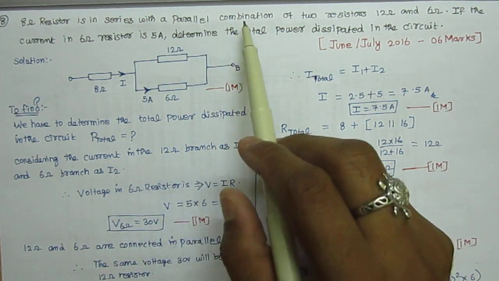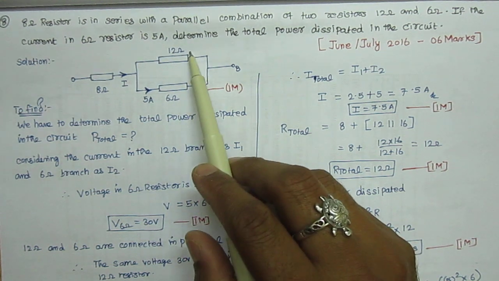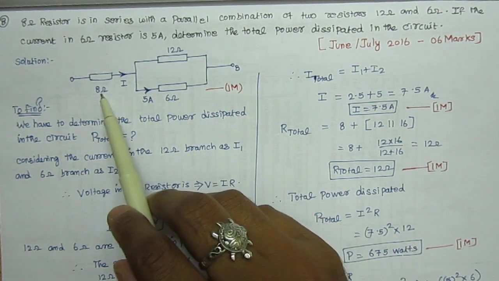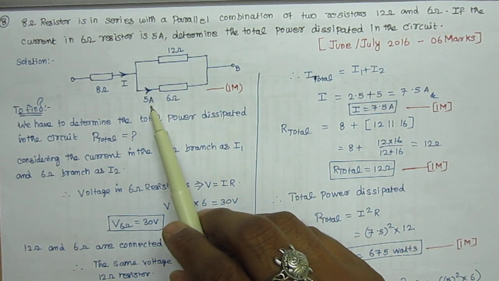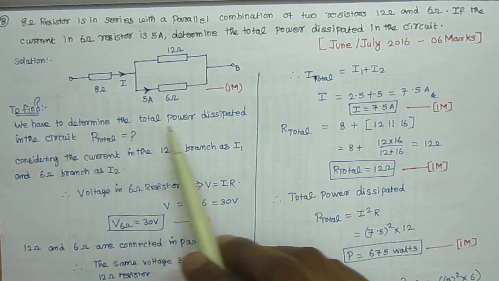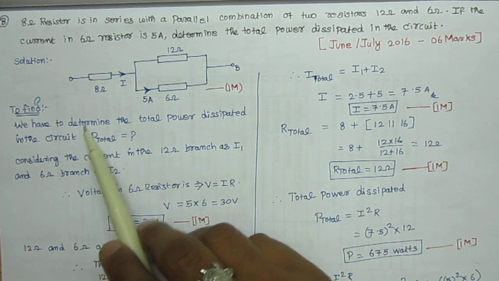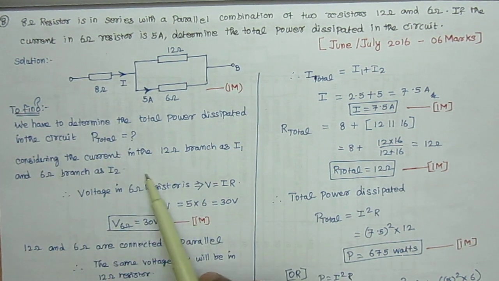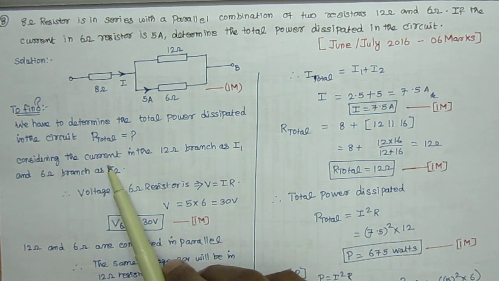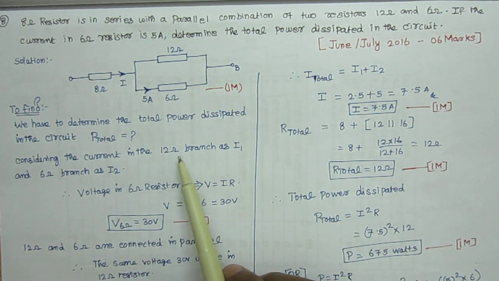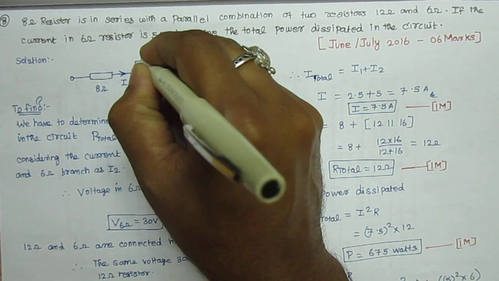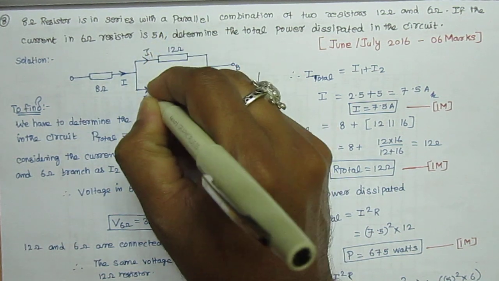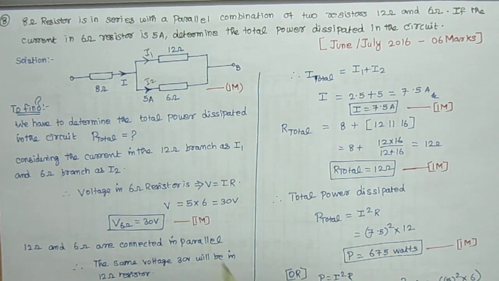So according to this question, we have drawn the diagram. 12 ohms and 6 ohms are connected in parallel and 8 ohms is connected in series, and in the 6 ohm we are getting 5 amps current. So we have to determine the total power dissipated in the circuit, that is P total. Considering the current in the 12 ohm branch as I1 and the 6 ohm branch as I2, this is I1, this is I1 and this is I2. So I2 is 5 amps.